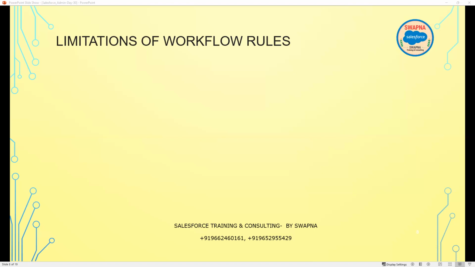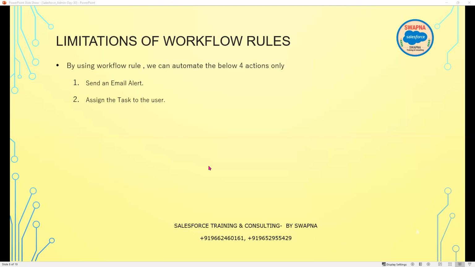Workflow was introduced in 1993 and it continued till 2015, right? So there are some drawbacks or limitations of the workflow. Let's see what those limitations are. By using this workflow, we can automate the 4 actions: email alert, assigning a task to the user, update a field in the record, or send an outbound message to the external system.